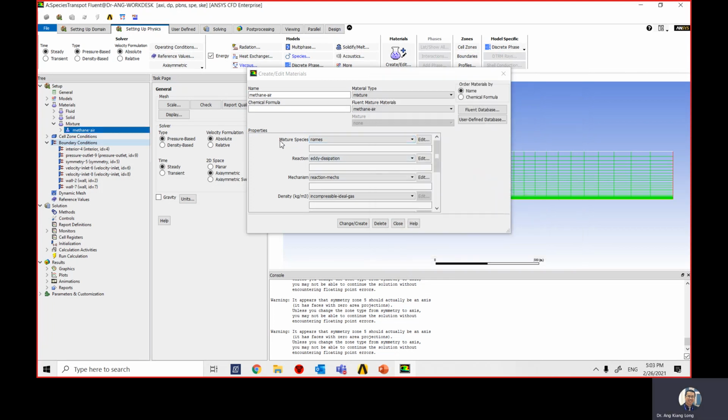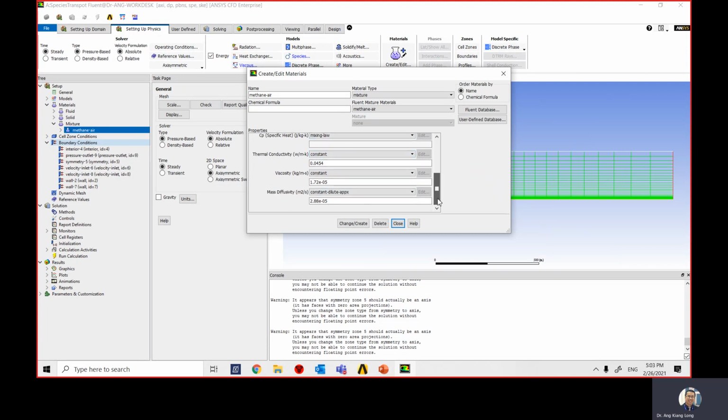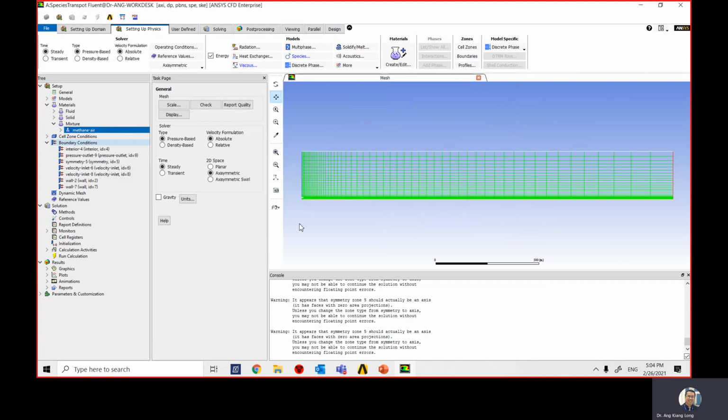So after we have defined our mixture species and the reaction of our eddy dissipation model, you can check the value for your CP. For CP, we'll use the mixing law, and for thermal conductivity, we use the constant value given over here. Same with the viscosity and mass diffusivity, we'll use the constant value over here. All right. Then we're going to click the change or create button, and then we close this window. So we have already defined the mixture property for our material in our combustor.